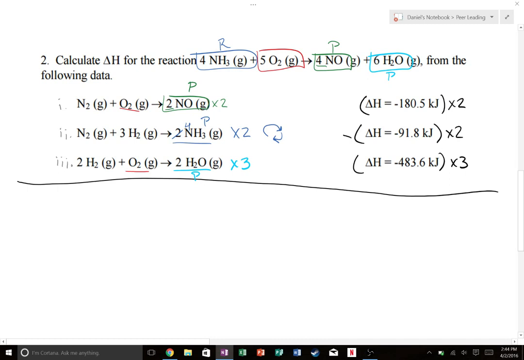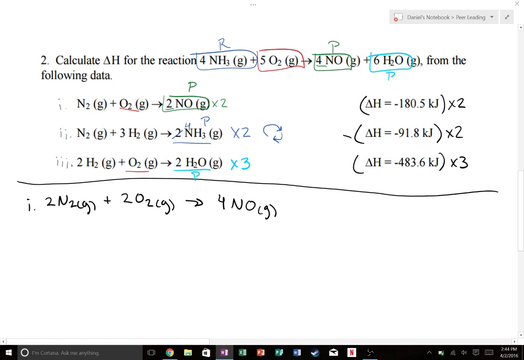So I'm going to rewrite equation 1, or reaction 1, which is N2 gas plus O2 gas. I'm sorry, remember that we're supposed to multiply this one by 2, so let's do 2 N2 gas plus 2 O2 gas. And that's going to react to form 4 nitrogen monoxides.